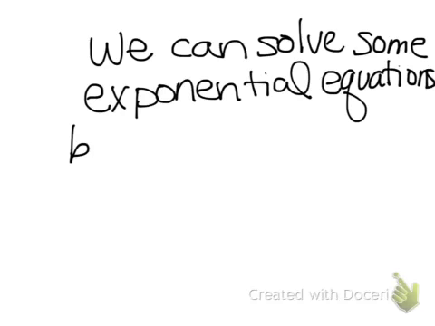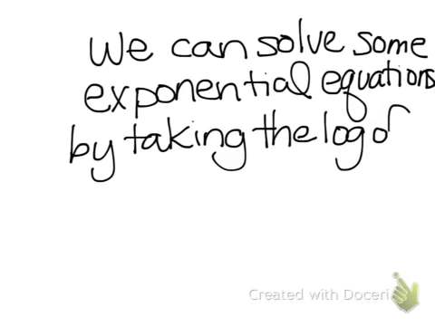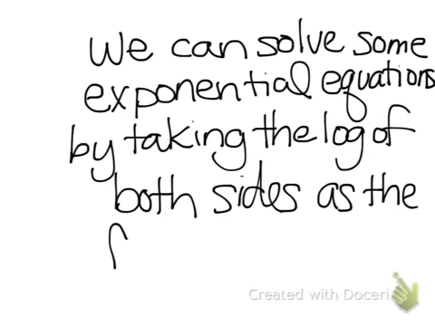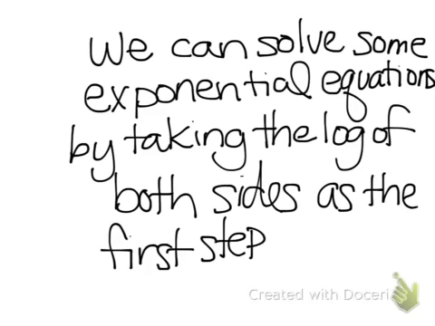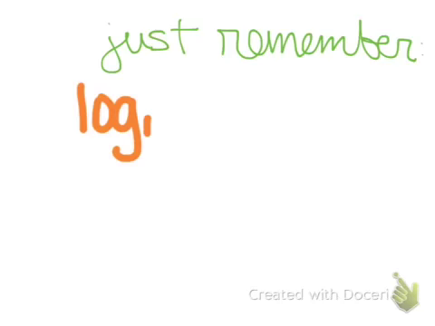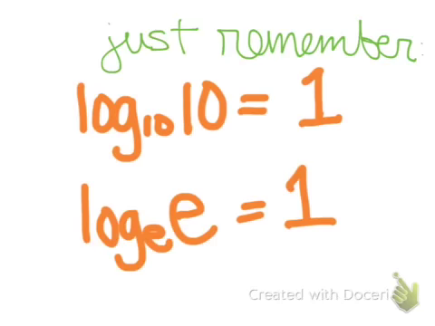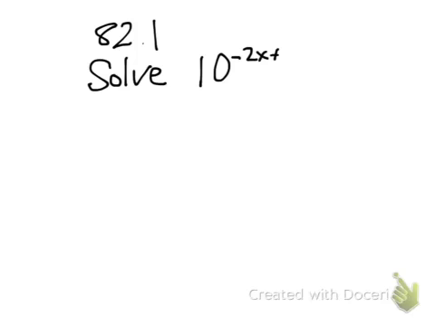Okay, so we can solve some exponential equations by taking the log of both sides, and that is pretty much what our lesson is going to be today, taking the log or the natural log of both sides as the first step. So what you have to remember is a log base 10 of 10 is 1 and a log base e of e is also 1. Okay, so let's get started.